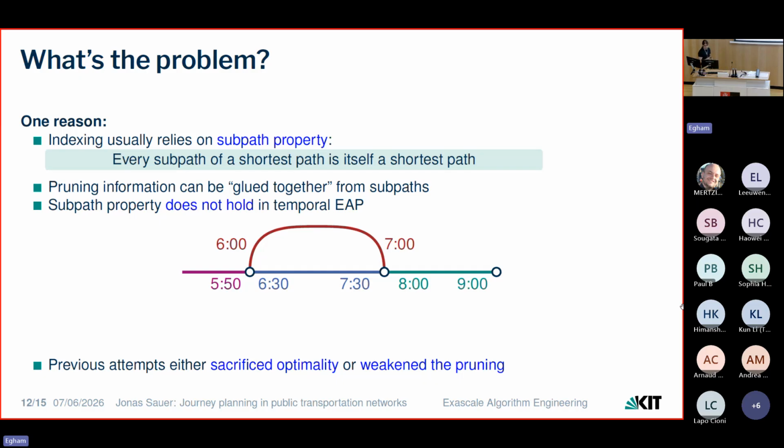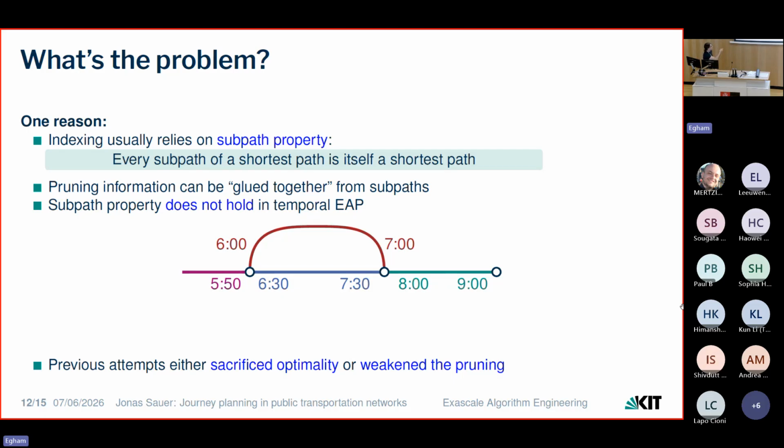But as you probably know, the subpath property does not hold in temporal graphs, especially if I'm looking at earliest arrival. So here I'm arriving at 5:50, and then I can either take the red trip or the blue trip. And in both cases, I can switch to the green trip, arrive at the same time. Now, the upper path, if I look at the subpath that starts at the next to last vertex, that one is the shortest path or an earliest arrival path, but the one at the bottom is not.